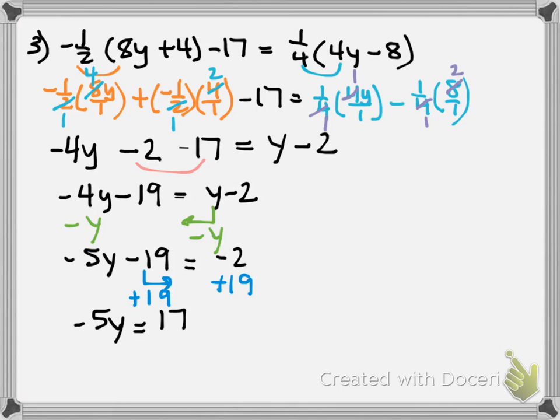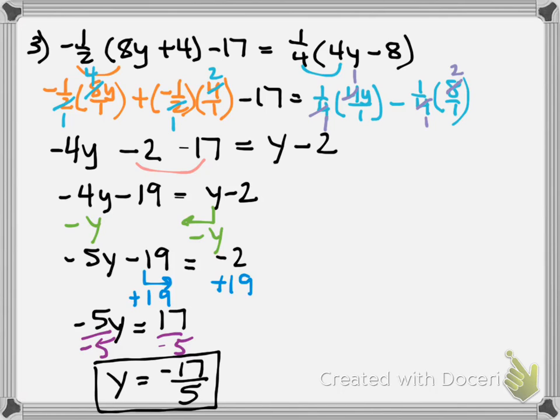Last step is to divide both sides by -5. And notice, I get a fraction on the right side. 5 doesn't go into 17, and there's nothing to simplify by. So all I do is say my answer is negative. I just bring the negative up to the numerator, is -17/5. And that's how I conclude that answer. Okay?